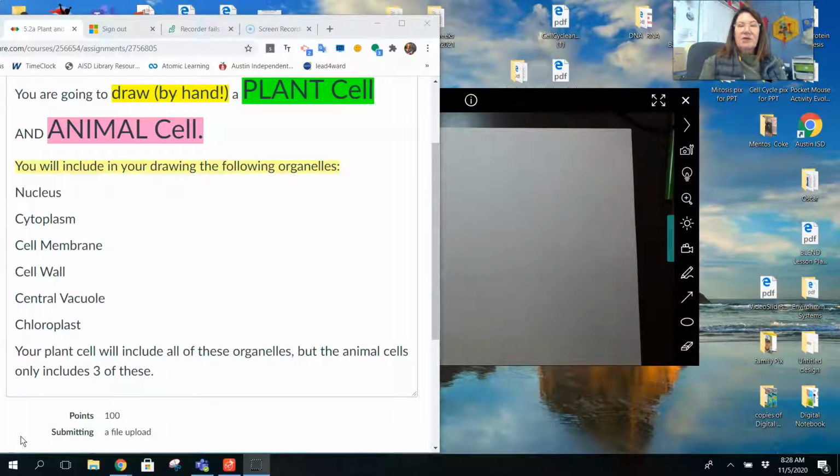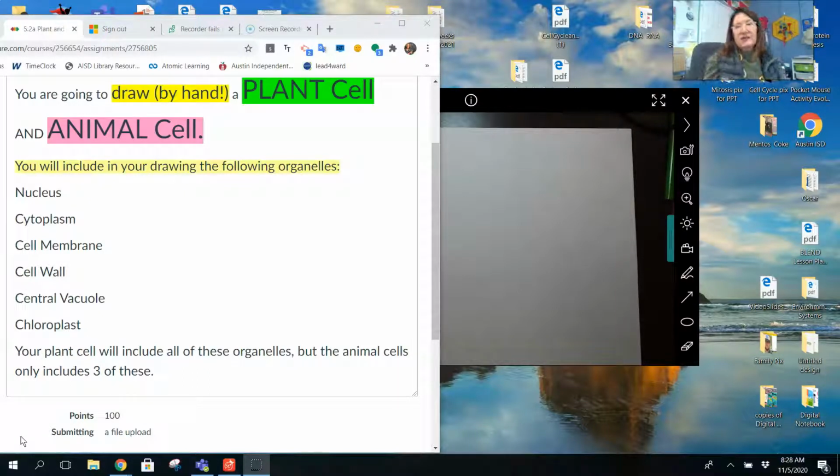Hey, today we're going to be doing an assignment on plant and animal cells. We're going to be drawing them, and you're doing them by hand. Each of these cells is going to include a nucleus, the cytoplasm, and the cell membrane. And then the plant, in addition to these three, has a cell wall, a central vacuole, and also a chloroplast. So we are going to be adding these into our drawing.